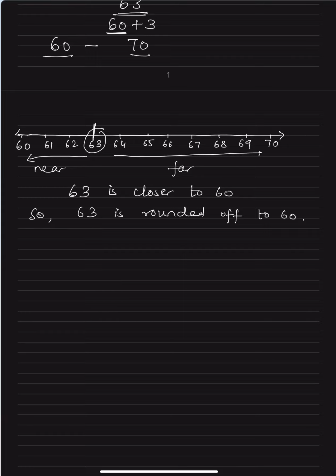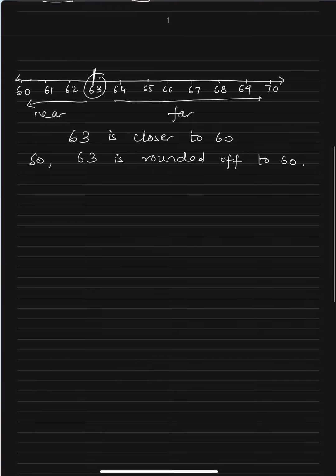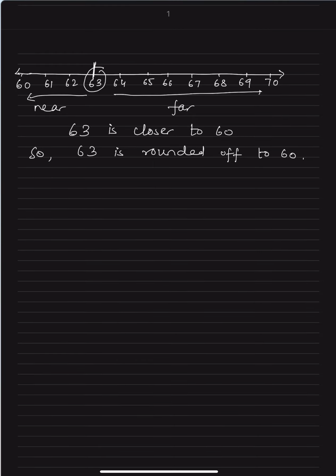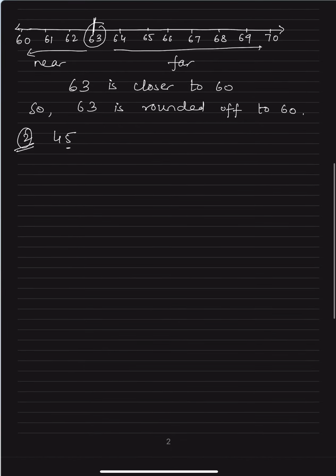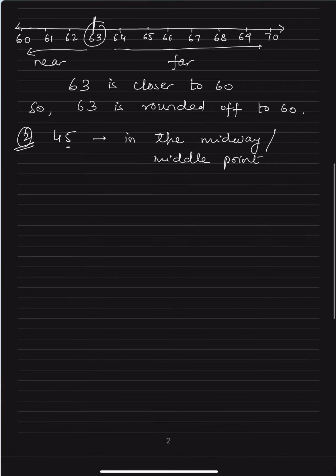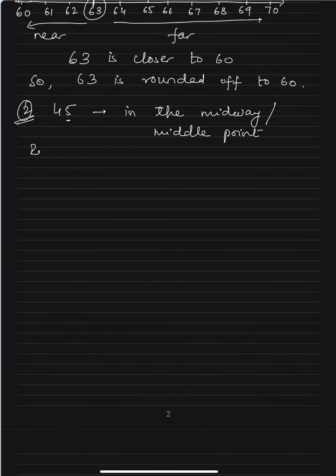Now similarly, if a number ends with 5, that is, in the ones digit it is having 5. Let us take 45. This is the second example. Now, because it is 5 here, this number is in the midway, or we can say in the middle point. Okay, it is in the middle of a number line. Then what to do? Then there is a rule over here that when the number is in the midway point or in the middle, then for this number, what you need to do?